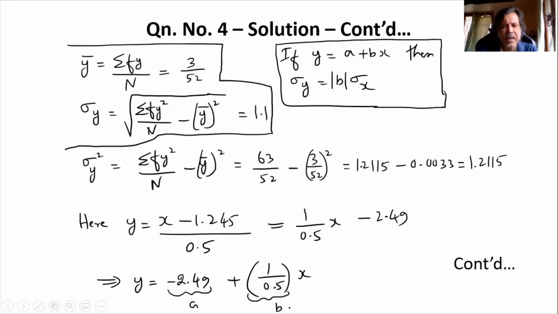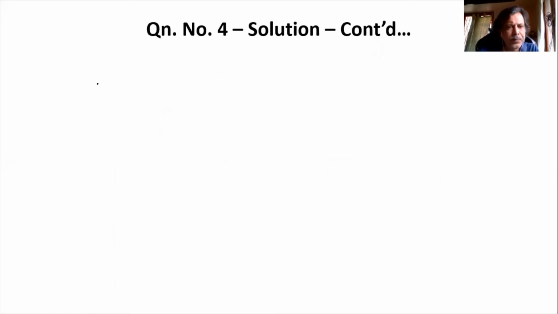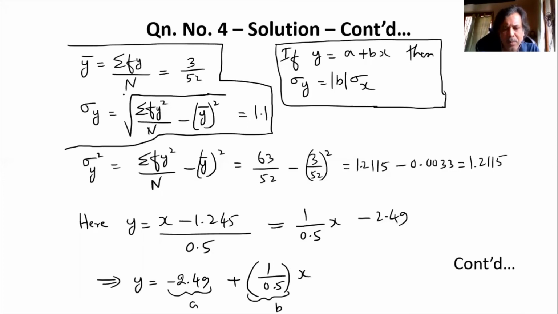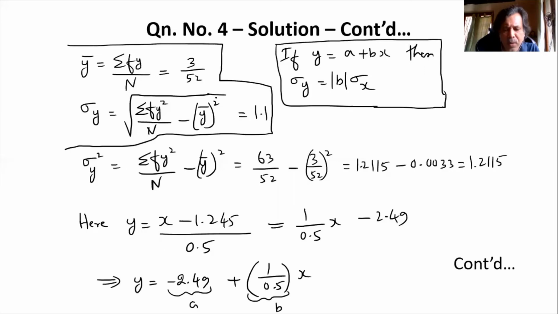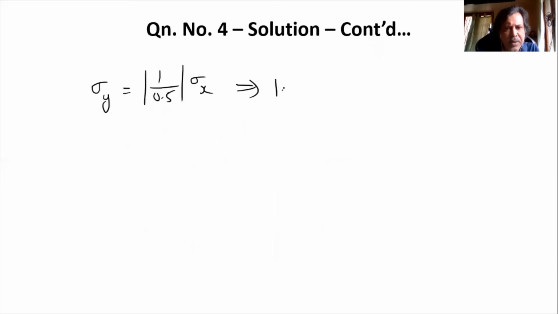So therefore we can say sigma y equals modulus of b, that is modulus of 1 by 0.5, times sigma x. We already obtained sigma y. Sigma y is 1.1. That means 1.1 is equal to, what is 1 divided by 0.5? 1 divided by 0.5 is 2 times sigma x. That means our sigma x is 1.1 divided by 2.